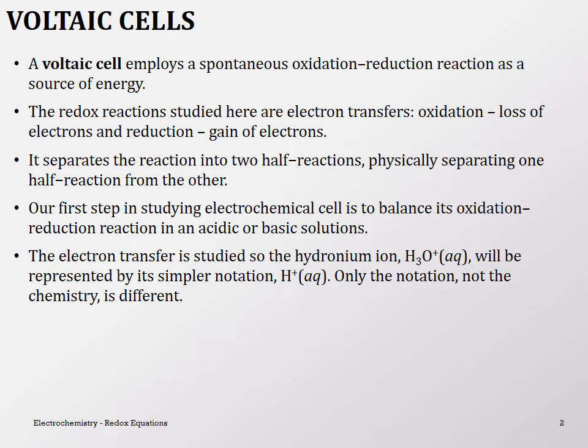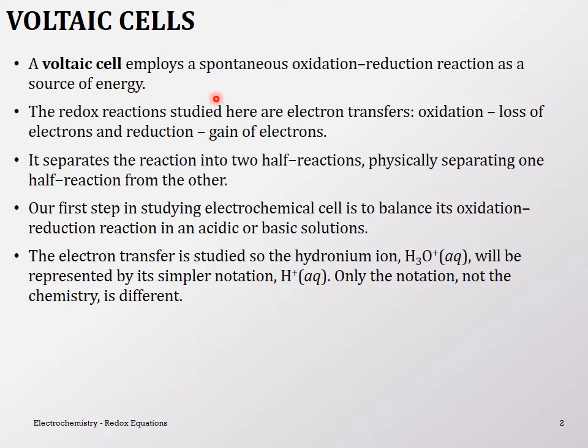So the first thing that we want to talk about in electrochemistry is what we call voltaic cells. Voltaic cells are spontaneous redox reactions, and these are what we use for a source of energy. A classic example of this would be a battery. And batteries can go on for years also, depending on what kind of elements we're talking about in there. But anyhow, that's what we call a voltaic cell.